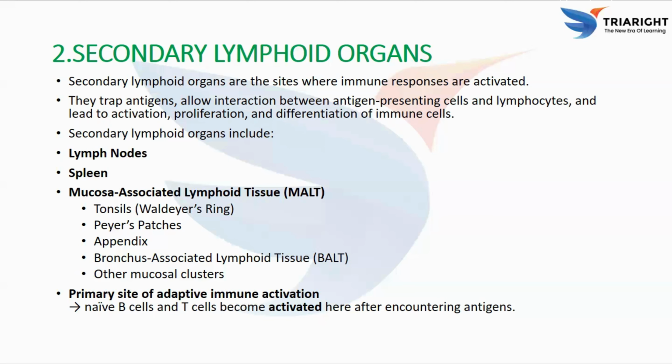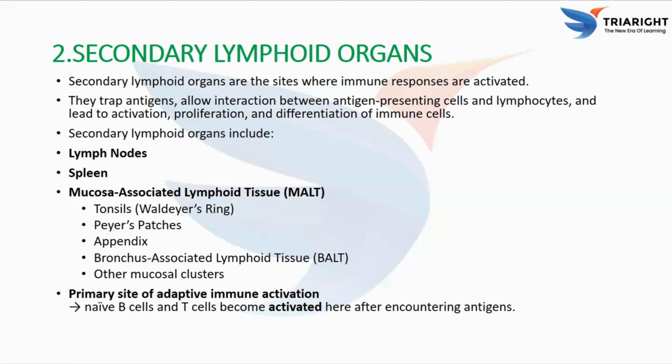They include the tonsils, which are located at the back of the throat. Peyer's patches, which are found in the small intestine. Appendix, which contains lymphoid tissue important in gut immunity. And bronchus associated lymphoid tissue, BALT, which is present in the respiratory tract. It protects against airborne pathogens. And other mucosal clusters are the scattered immune cells in the digestive, respiratory, and urogenital mucosa.